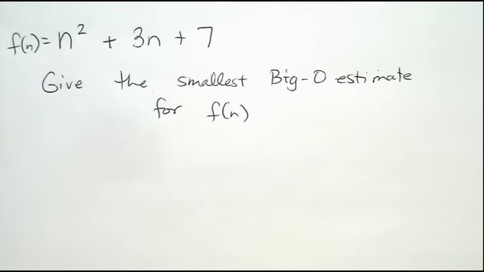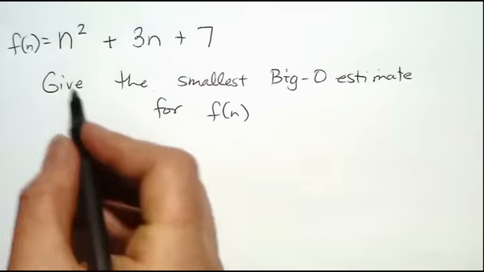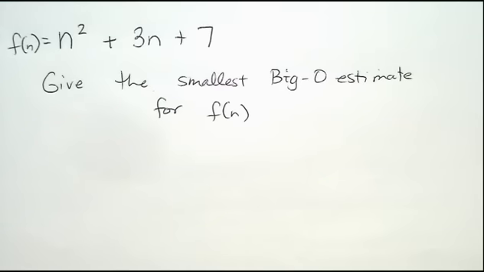So I have a procedure for doing this. Let me see where it is in your packet so I can tell you. Okay, so the procedure is whenever you have a sum and you're trying to figure out the smallest big O estimate, figure out what the largest term in the sum is. What's the largest term? N squared. Now replace all the terms with that, but leave the constants there.